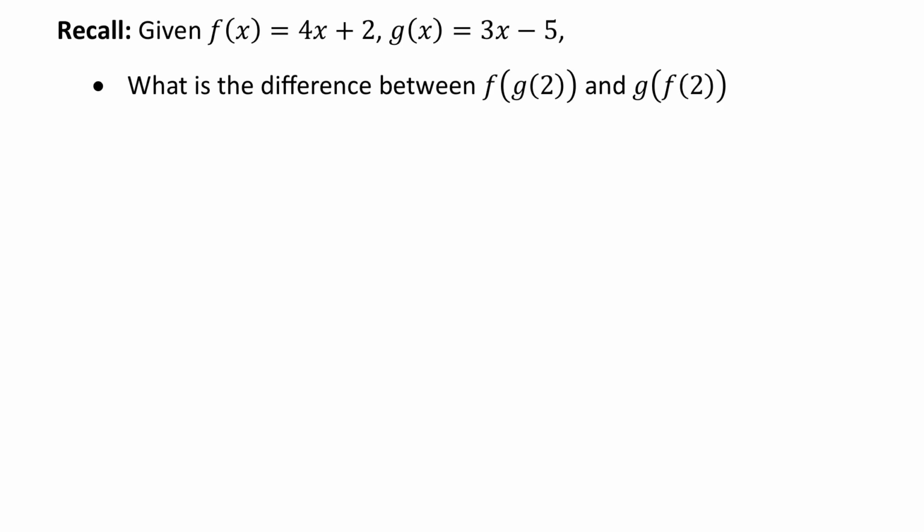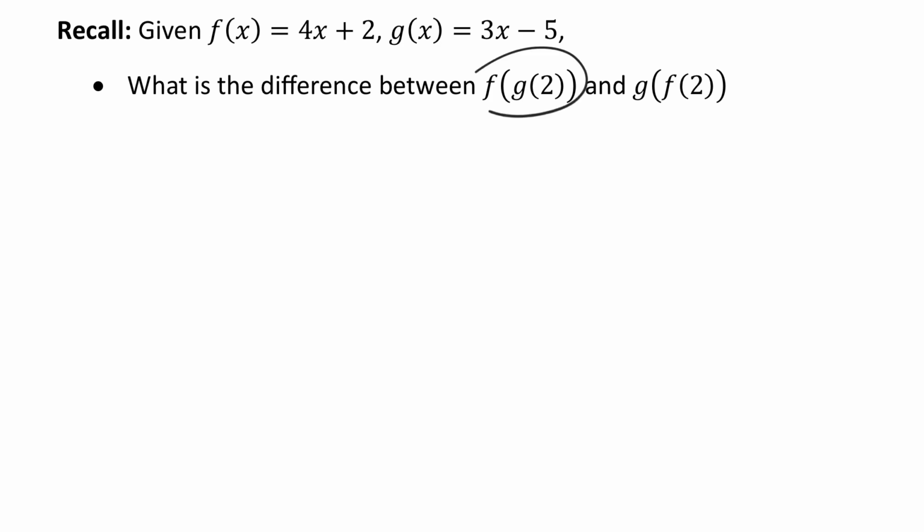Hello. In this video, we're going to continue our study of function composition. So let's take f of x as 4x plus 2 and g of x as 3x minus 5. Now, I would like us to find the difference between f of g of 2 and g of f of 2. Now remember, that means we have to plug 2 into either g first or f first, and then take the final result and plug it into the other function.